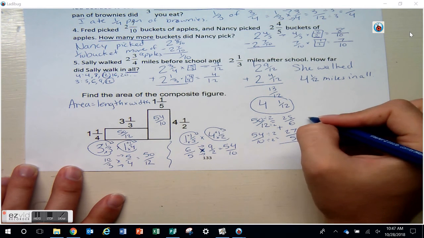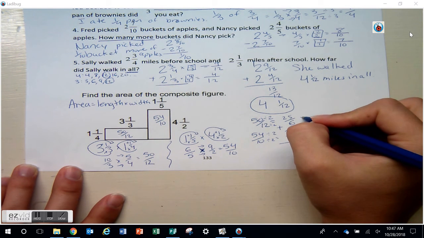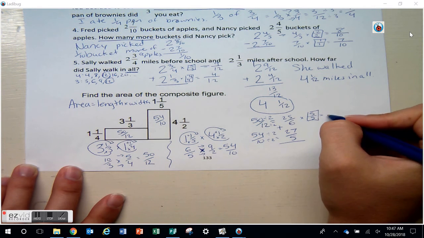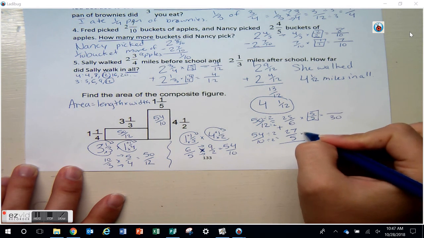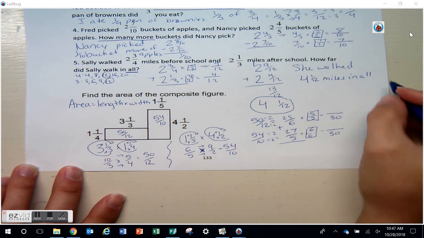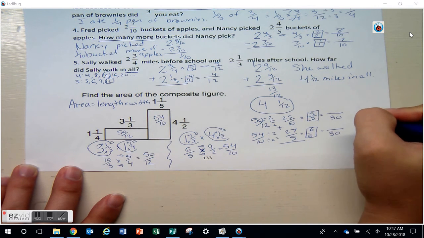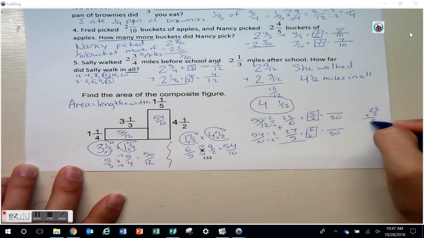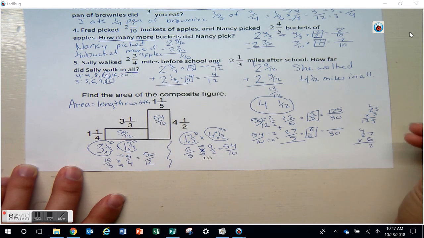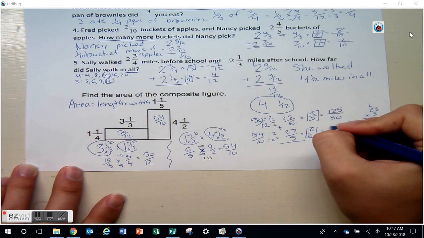Okay, still have different denominators, but I want to try to add those two. So I'm going to make a common denominator. Maybe I'll multiply just by the easy one, the other denominator. 5 times 6 is 30. 25 times 5 is 125. 27 times 6: multiply the ones place, we get 42. 12 plus 4 is 16, 162.